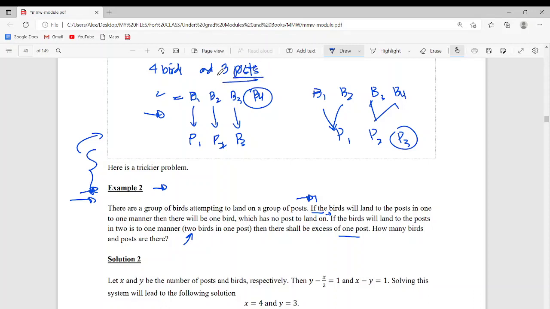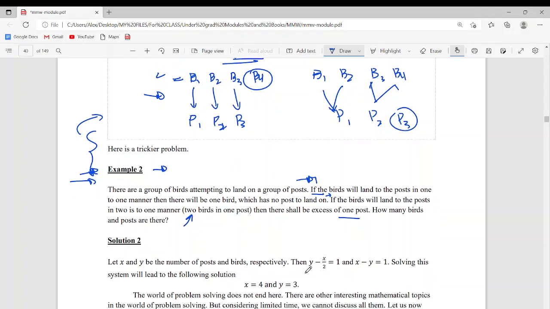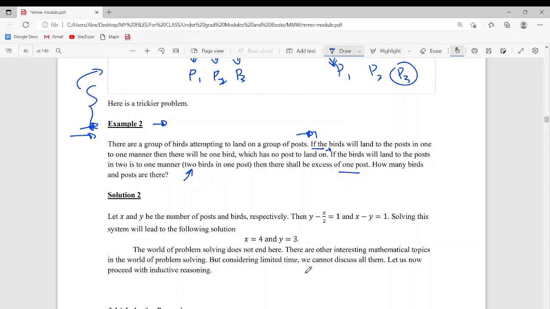So how do we write it in a system of equations? First, let's analyze this one. When they go 1-to-1, there will be one bird that has no post to land on.